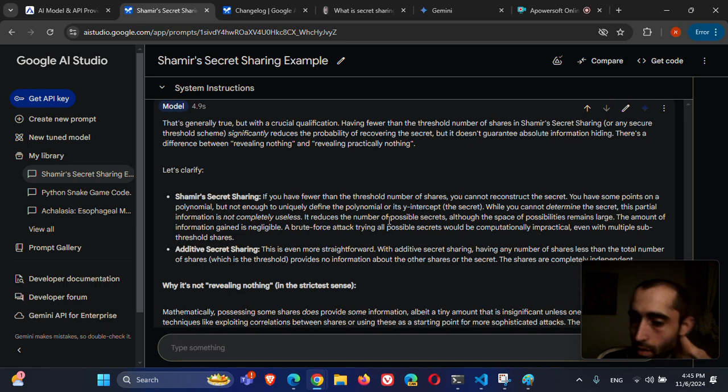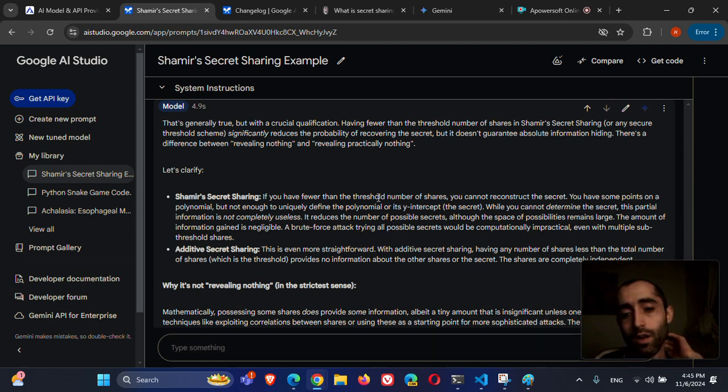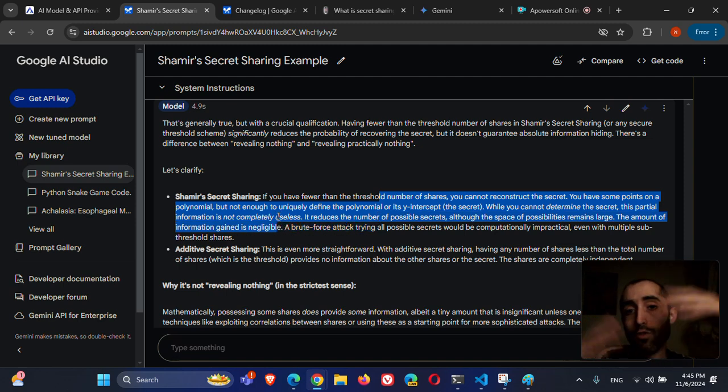Okay, so the idea is that generally, if you have fewer than the number of shares, you don't know too much. Here it tells you that you know a little bit more, for example, if you have 3 shares but the threshold is 5, you know that even though you didn't get to the threshold, you at least know that it's not, I don't know, a second degree polynomial of this and this.